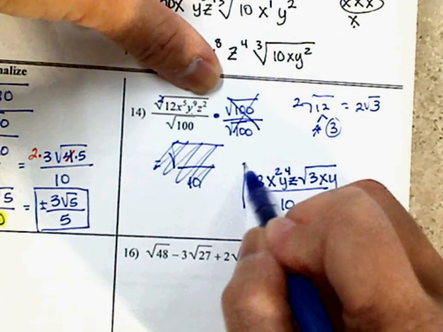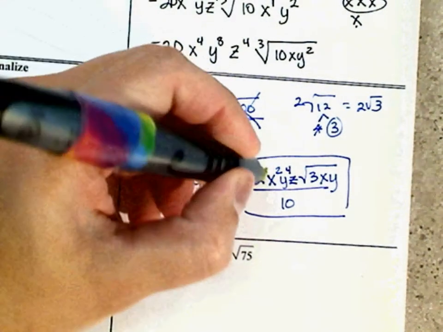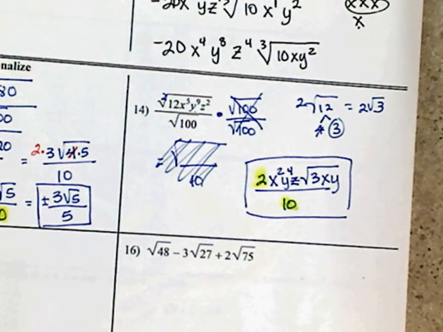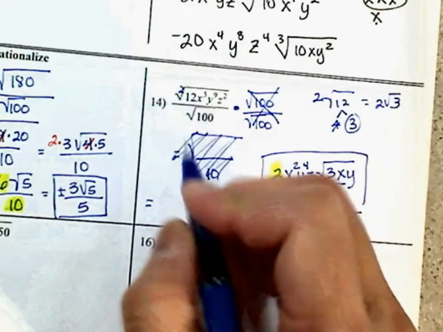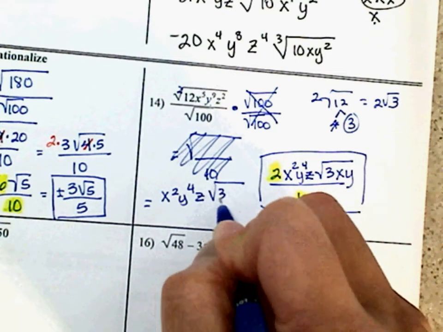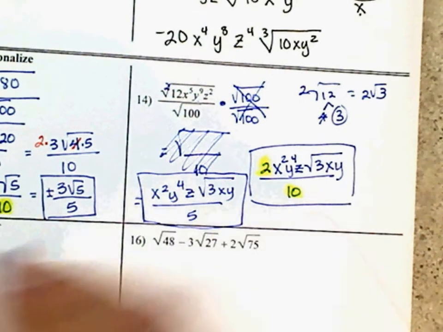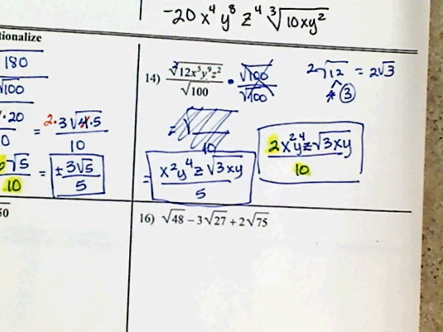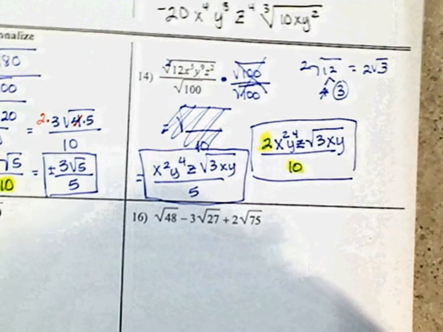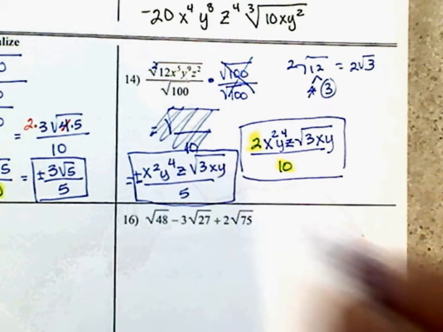But I am not finished. Take a look at your number. I think I forgot to do that on your review. Can I simplify that? All right, so your answer is actually x squared y fourth z square root of 3xy over 5. There's your answer. You guys double check, make sure I did that on your review. That's on that you took a picture of, okay? So. All right. It actually is a plus and a minus. Yes, ma'am. Okay, number 15.